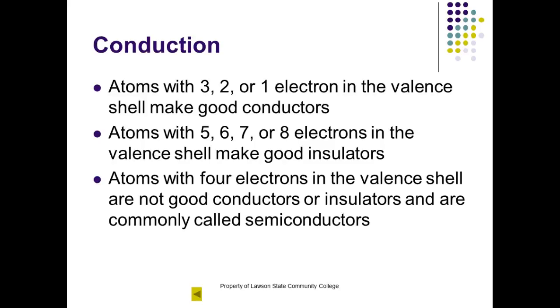Atoms with 3, 2, or 1 electrons in the valence shell make good conductors. Atoms with 4, 5, 6, 7, and 8 electrons. Of course, the ones with 1, these are the best conductors because they can get rid. Huh? 4 don't go either way.